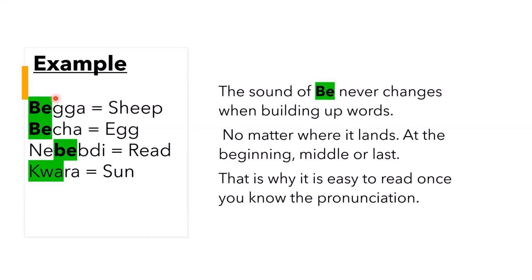And let's see the consonant that does have a vowel. The sound of be, or of all of those alphabets I just pronounced, never changes when they build up a word. No matter where it lands, at the beginning, in the middle, or at the end, it never changes. So this will be be, ga, be, cha, ne, beb, di, qua, ra. That's why it's easy to read once you know the pronunciations.